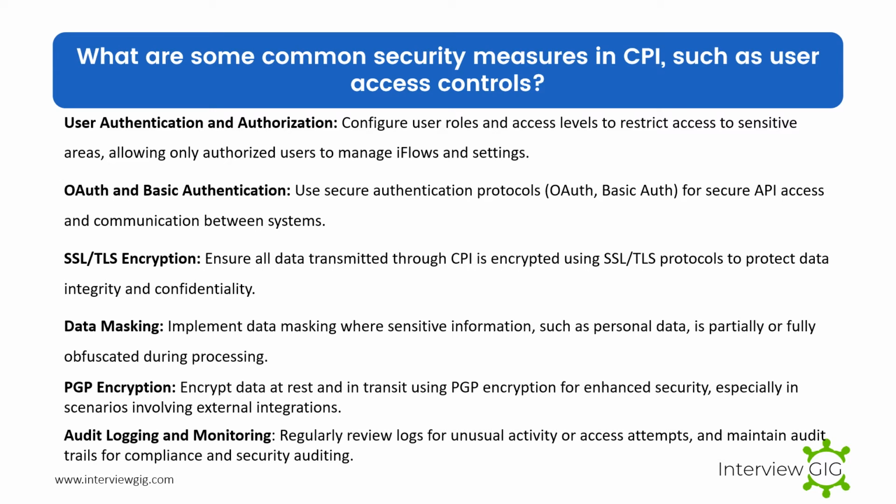Data masking: implement data masking where sensitive information, such as personal data, is partially or fully obfuscated during processing. PGP encryption: encrypt data at rest and in transit using PGP encryption for enhanced security, especially in scenarios involving external integrations. Audit logging and monitoring: regularly review logs for unusual activity or access attempts, and maintain audit trails for compliance and security auditing.